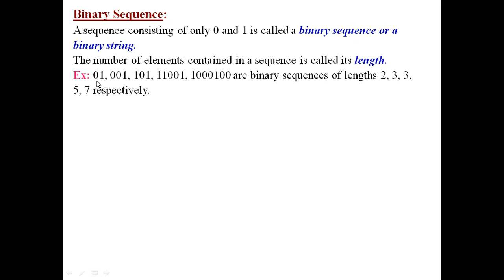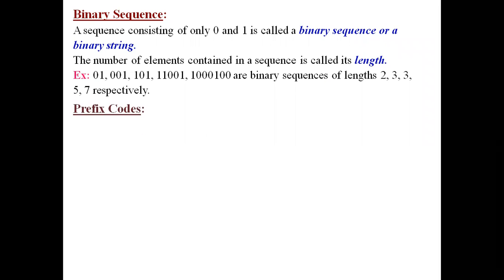There are only two elements in the first one. In 01 there are only two elements, so the length of this binary sequence is 2. In 001 there are three elements, so the length of this binary sequence is 3. Similarly for 101, 11001, etc. So the length of a binary sequence can be found out by counting the number of elements in that sequence.